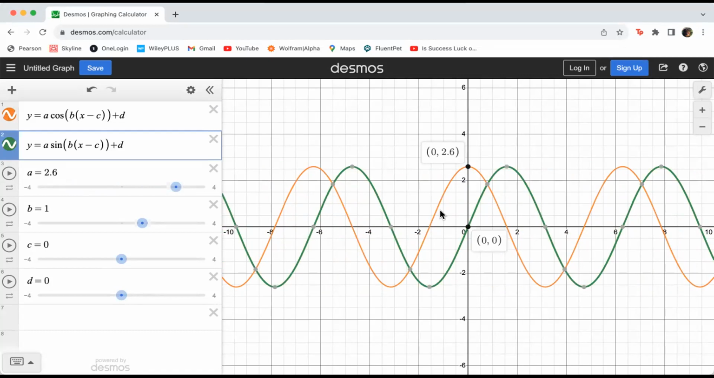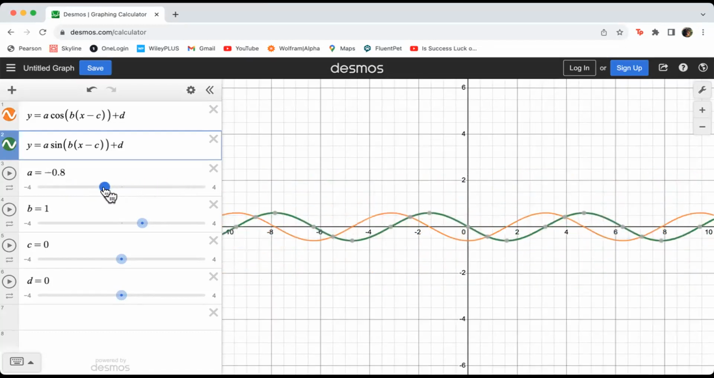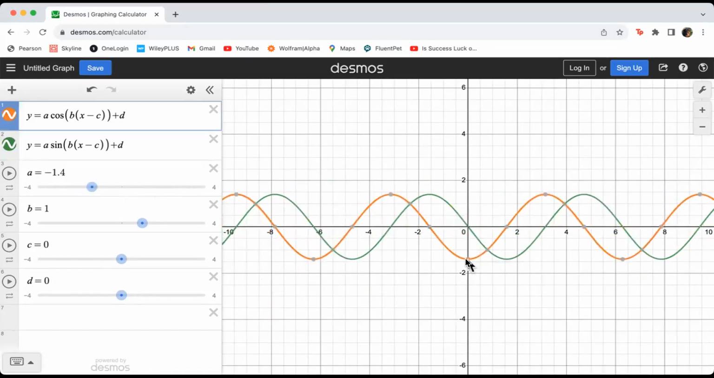But when A drops negative, cosine is starting at the bottom. And where is the sine? It's at the middle, but which direction? Remember, there are 2 middles. There's a middle going up and a middle going down. So now, when A is negative, sine is starting at the middle going down.